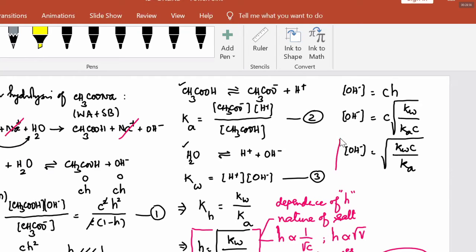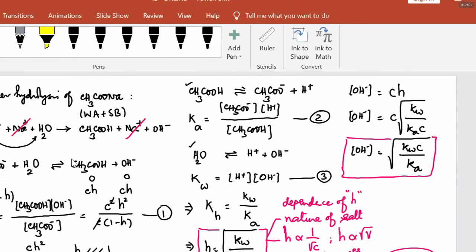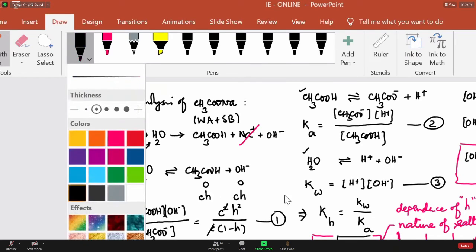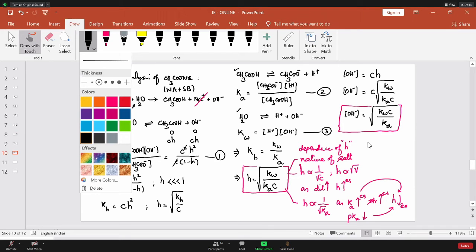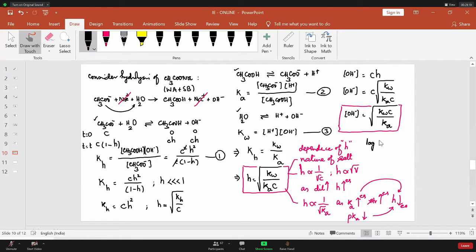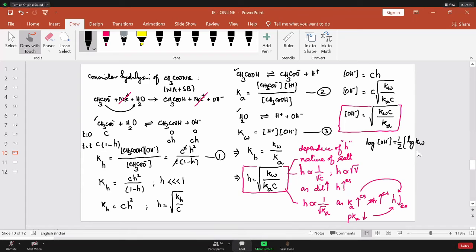You are not a parrot. You have to practice in such a way that you can understand by practice. Once you have this value, my job is to find the pH value. Once you have this, go for pOH. I'm having less space, but I'll try to manage. pOH: apply log of OH minus ion is equal to half log of Kw. Are you able to visualize the screen after white color? Is it visible? Should I write there?